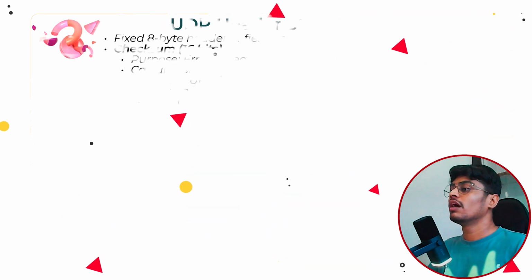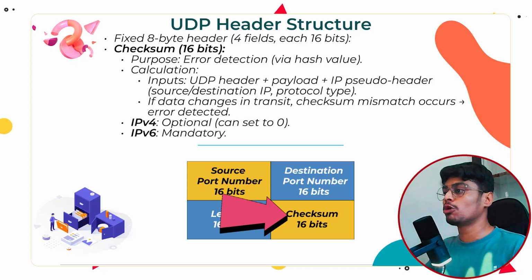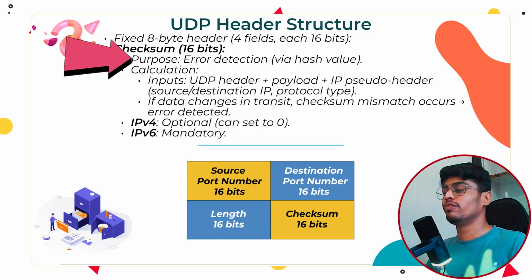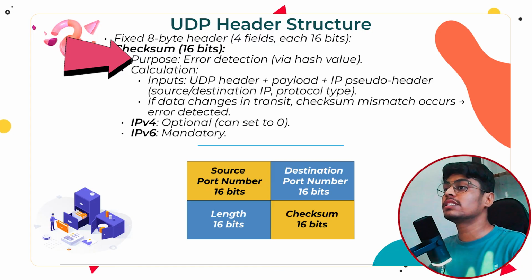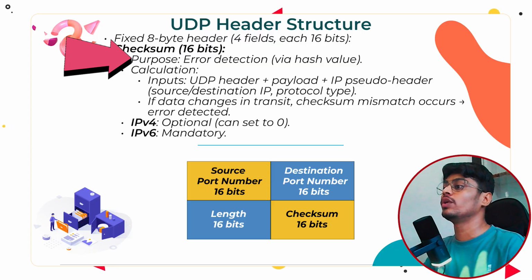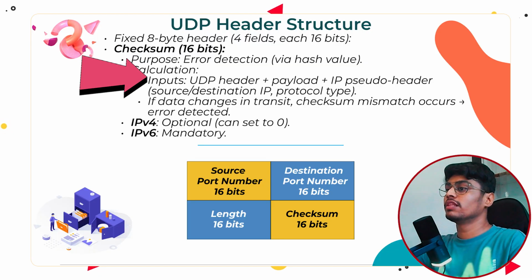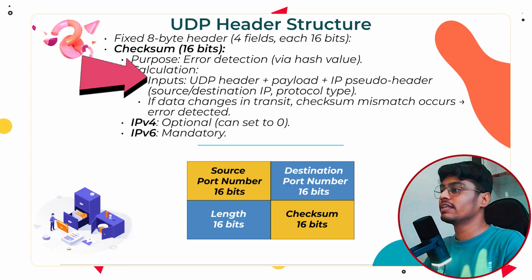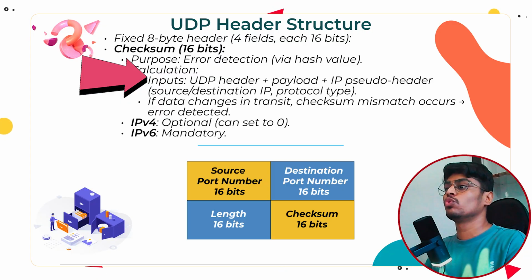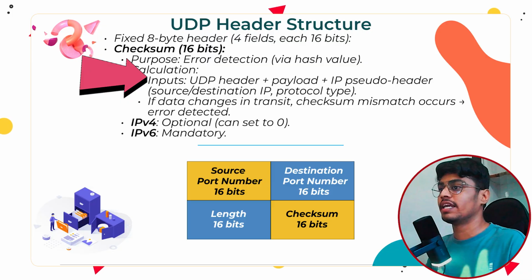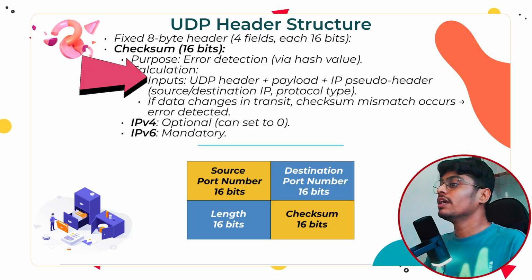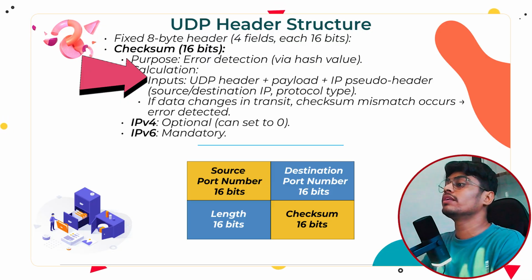Now, the other field is checksum. Checksum is an optional field. Checksum is used for error control. We have seen that in TCP also. We use checksum for detecting errors. How do we calculate checksum? We calculate it the same way in TCP and UDP. We take the UDP header with all its values: source port, destination port, length, plus the data, plus the pseudo header of IP. Combining all these three, we calculate the checksum.